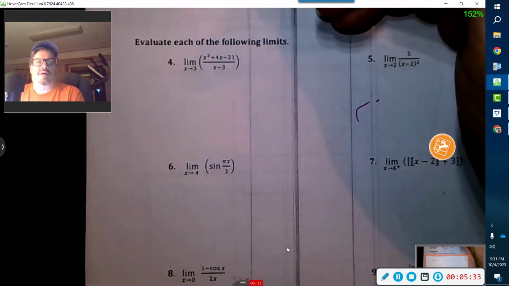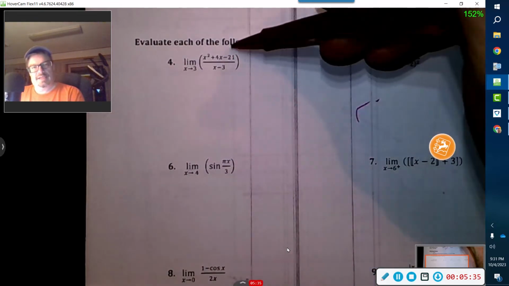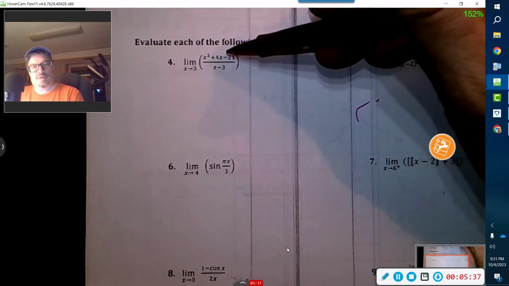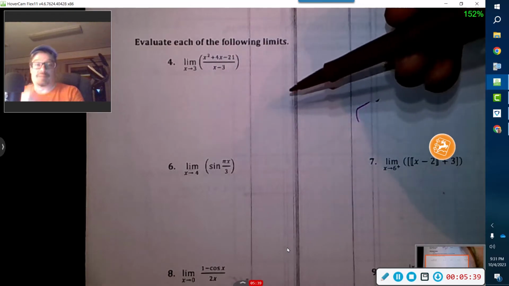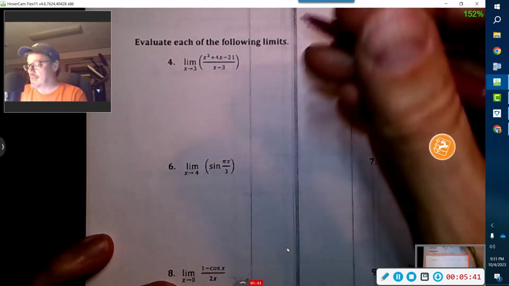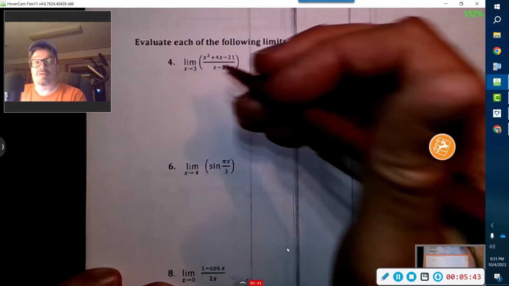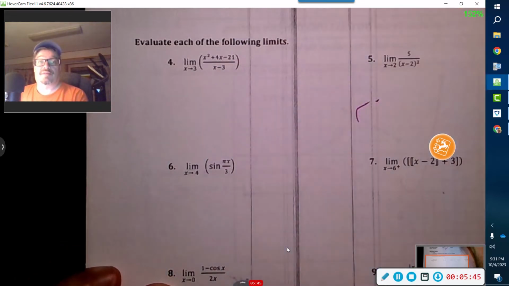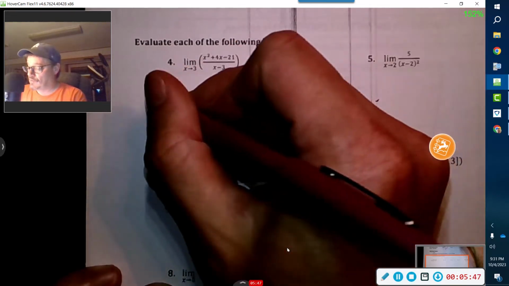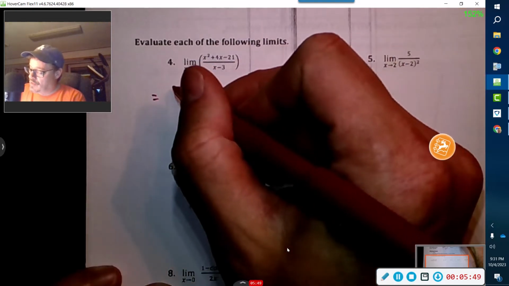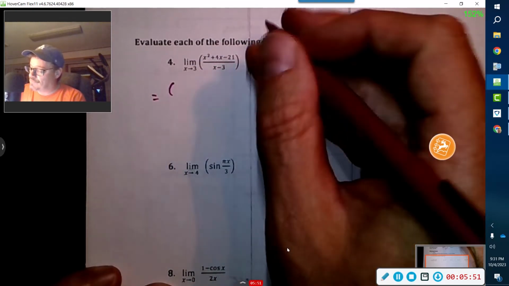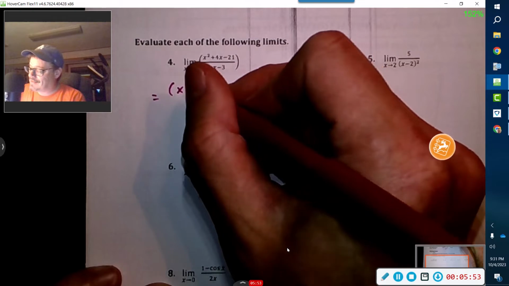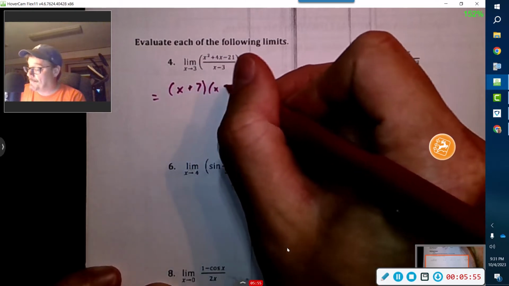Okay, so as we go to 3, we get a 9, 12, 21 minus 21. So that'd be a 0 over 0. So let's see what happens now. It looks like then if you get a 0 over 0, it's probably x minus 3 is factorable. All right, we've done this before. Factors of negative 21 that add up to positive 4 would be x plus 7 and then x minus 3.